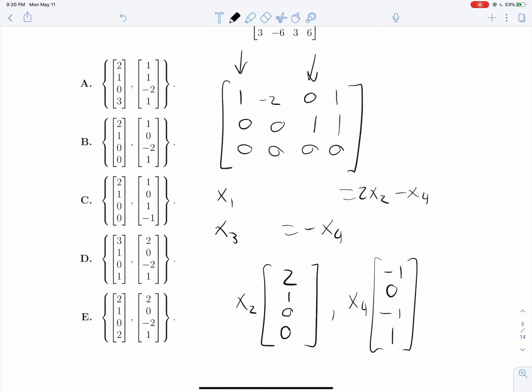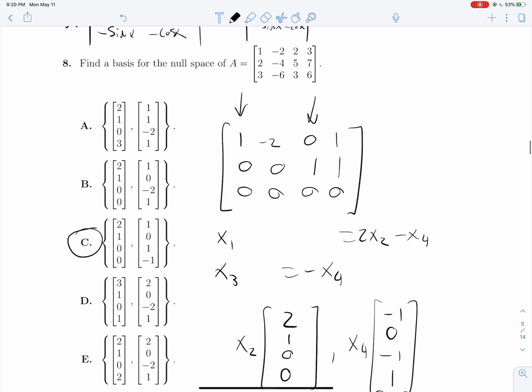So 2, 1, 0, 0, and we can flip all the signs on x4, and we'll still have the same vector. It'll still have the same span. So C is our answer for, what is this, 8? Yep, C.